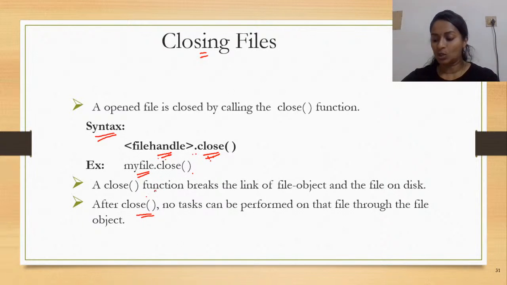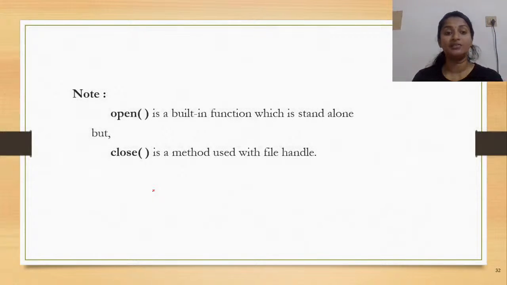I repeat, whenever you are calling close, it is a method and not a function. See here, open. Whenever we used open, it was a built-in function and it was standalone. Did we use it with the help of any file object? No, right? But when you are using close, you need to specifically say which file has to be closed. So the only strategy for using it is to associate the method close with the corresponding file handle. Is the idea clear? Hence close is called a method.